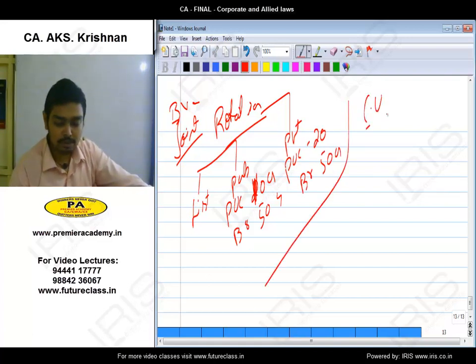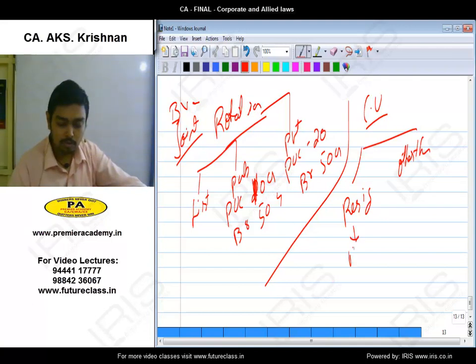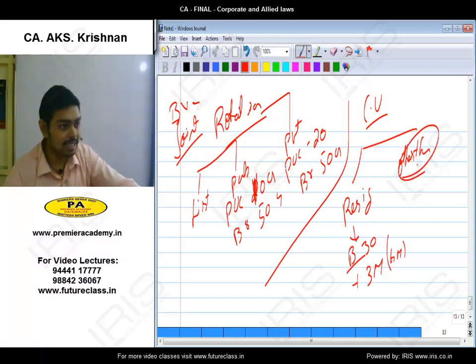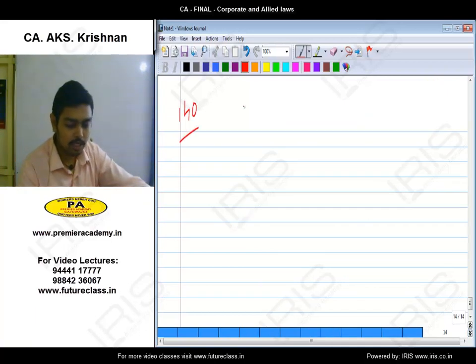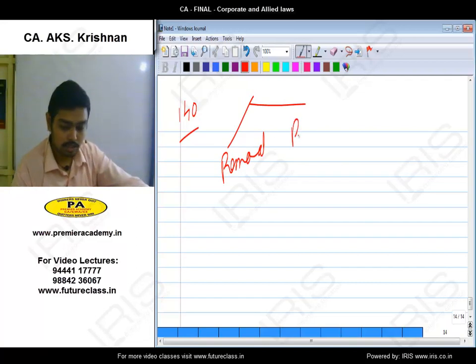Then rotation of auditors. Then casual vacancy. Tell me, what is casual vacancy? Resignation. Other than resignation. In case of resignation, the board should appoint within 30 days and it should be ratified within 3 months by general meeting. In case of others, other than resignation, the board shall appoint within 30 days. This is 139.8. Then we will go to 140, removal and resignation.